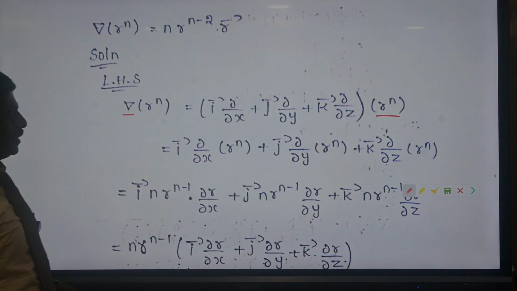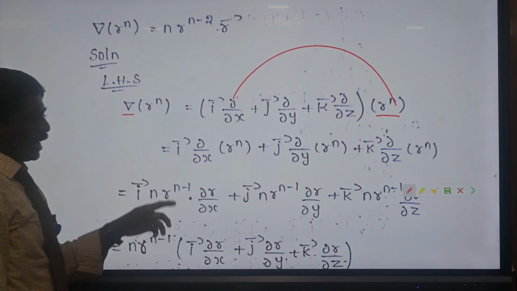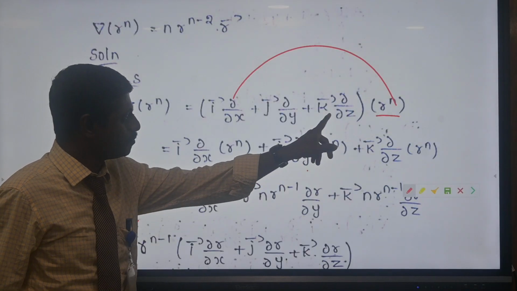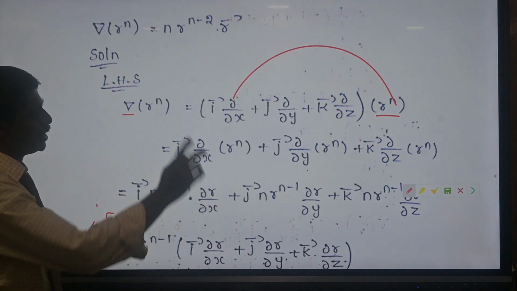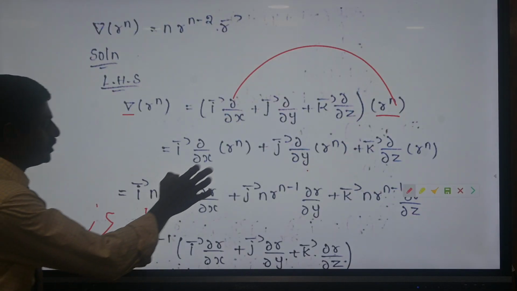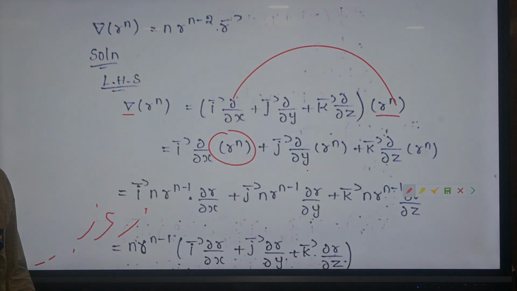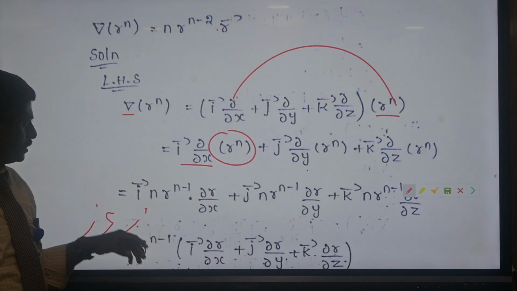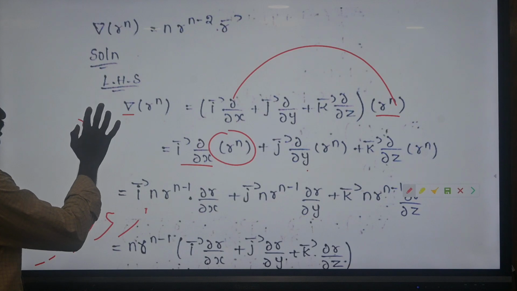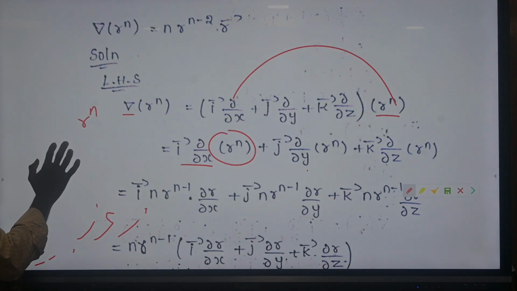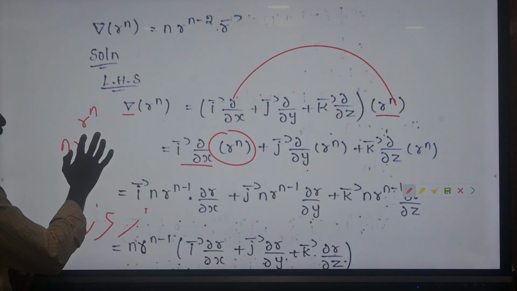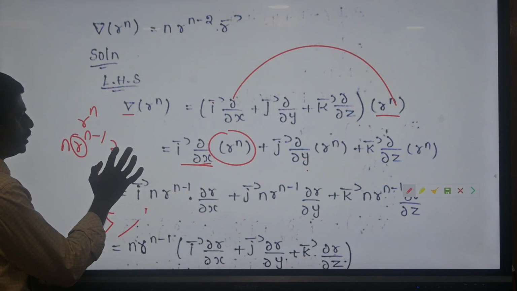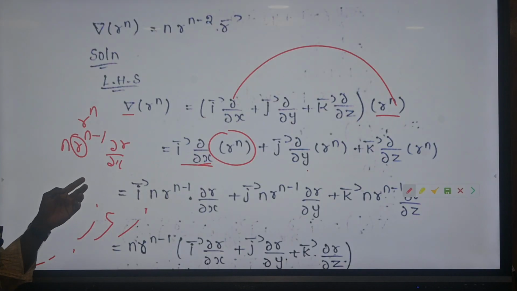Now multiply. So what happened? I vector dou by dou x of r power n plus j vector dou by dou y of r power n plus k vector dou by dou z of r power n. I multiply each and every time. Now I have to differentiate r power of n partially with respect to x, and similarly y and z. When you differentiate r power of n, you know the basic differentiation formula, n r power n minus 1. After that, differentiate r with respect to x, so you write dou r by dou x. This is the idea of the chain rule.